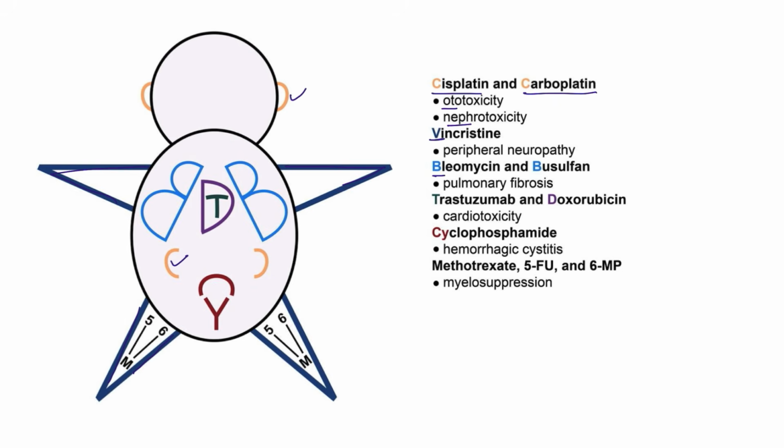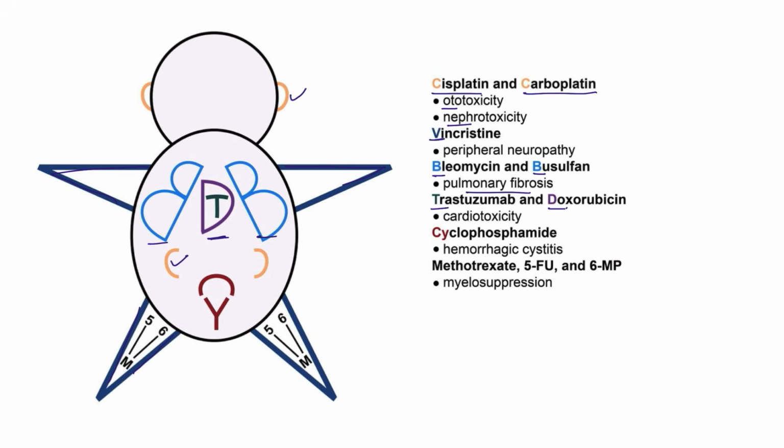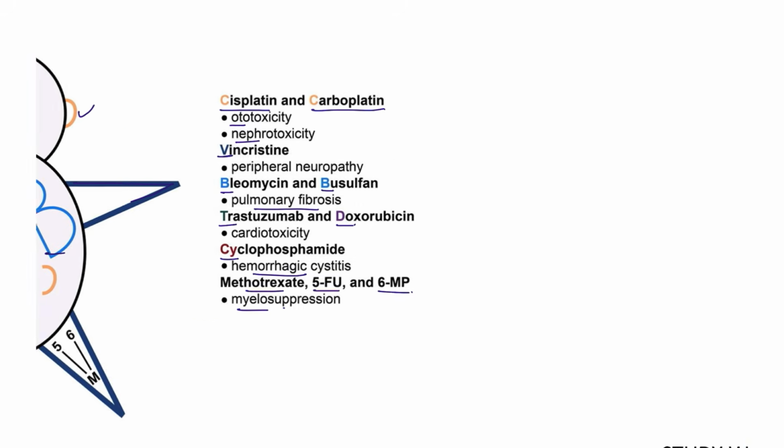Next, bleomycin or busulfan. These are the drugs that are going to cause pulmonary fibrosis. Trastuzumab or doxorubicin is going to cause cardiotoxicity. Cyclophosphamide, hemorrhagic cystitis. Methotrexate, 5-fluorouracil and 6-mercaptopurine are the drugs that are going to cause myelosuppression.